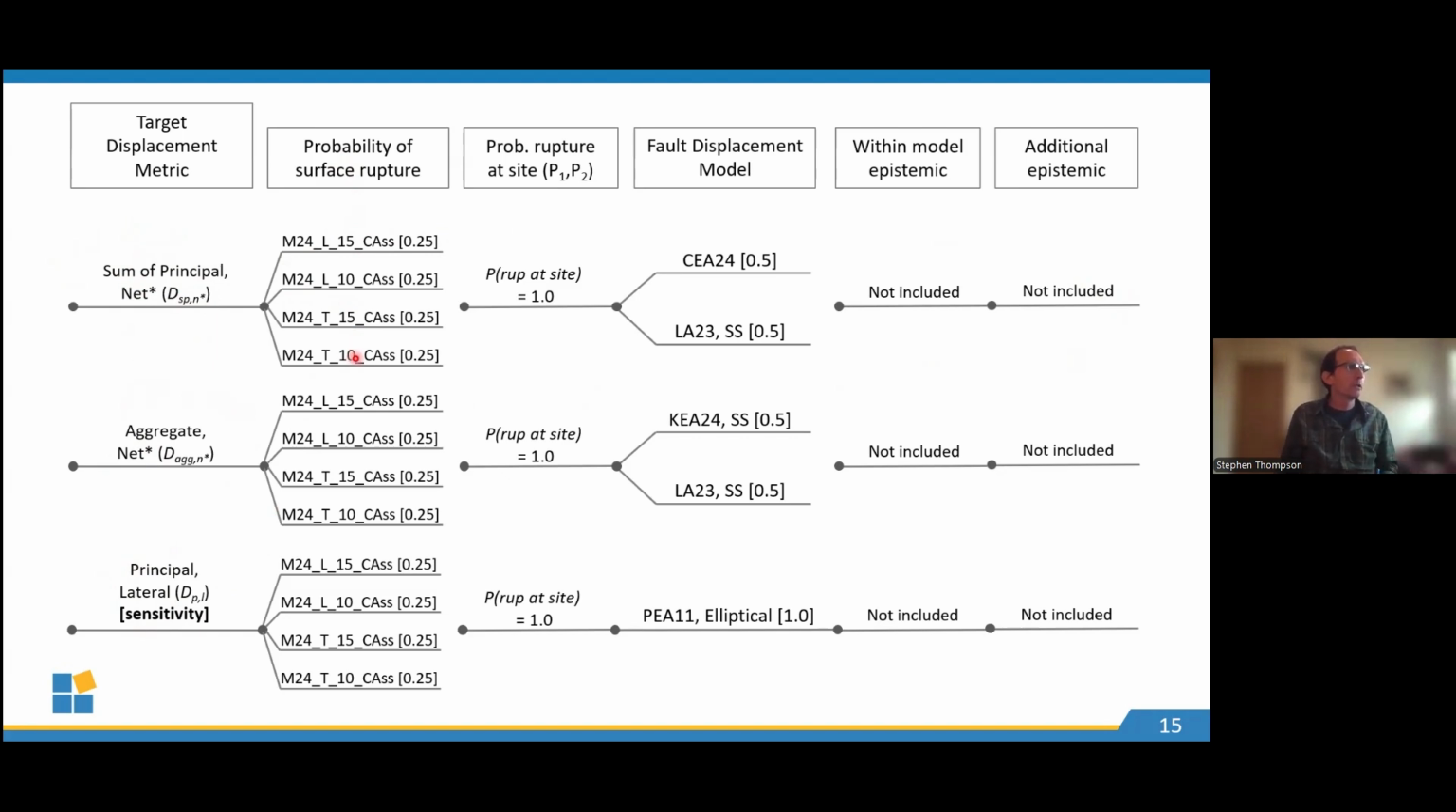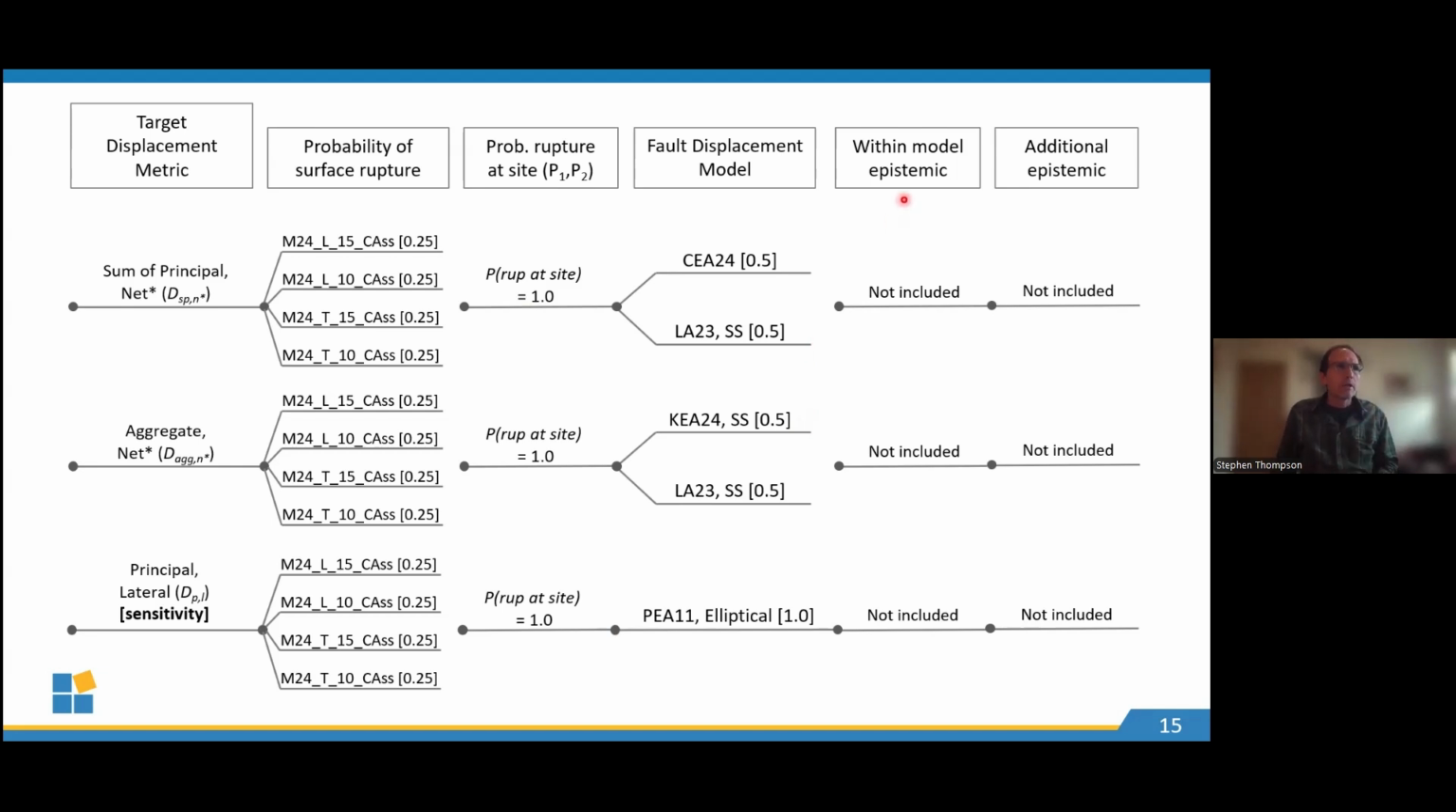Source-specific probability scale. We have the assumption that the probability of rupture at a site, given some surface rupture, is set at 1. Then for the sum of principal, we have equal weight for the Cho et al. and the Lavrentiadis and Abrahamson 23 models for strike slip. For the aggregate, it's the same. We have the Kuhn et al. strike slip model with half weight. Also for the aggregate, we have the Lavrentiadis and Abrahamson aggregate model for strike slip faulting with half weight. And then the Petersen elliptical model for the sensitivity case.